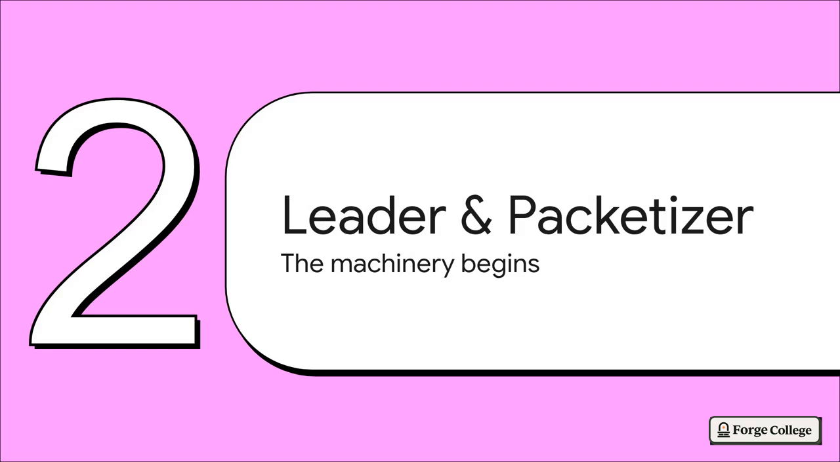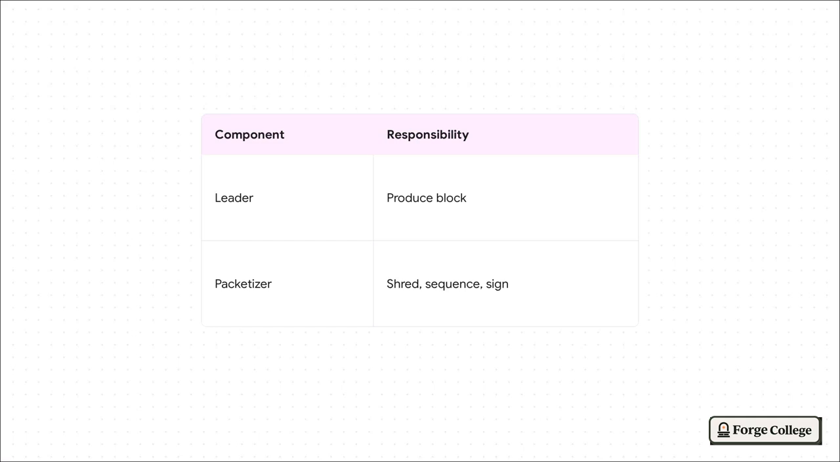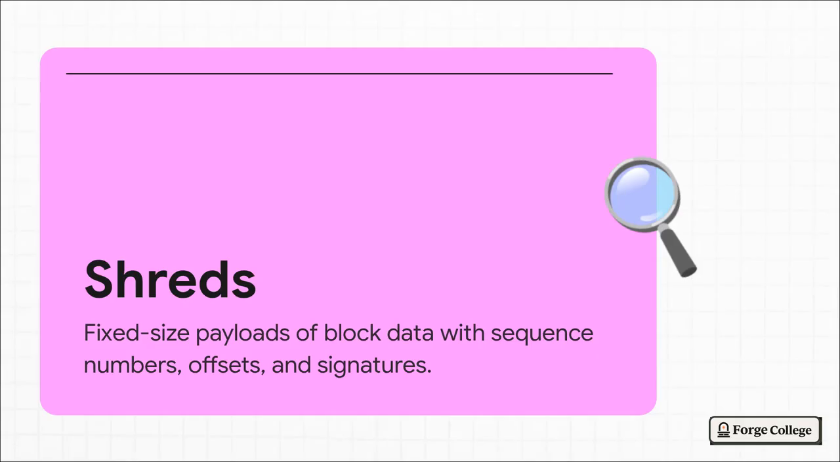So, moving on to section 2, leader and packetizer. This is where the machinery actually begins. The system operates on a really strict separation of duties. It's all about delegating. The leader's main job is to produce the block, sign the header to prove its authenticity, and then instantly hand the heavy lifting straight over to a highly organized shredder, known as the packetizer. The leader gets right back to producing, while the packetizer takes on the grunt work of splitting, sequencing, signing, and emitting all that data. And what exactly comes out of that shredder?